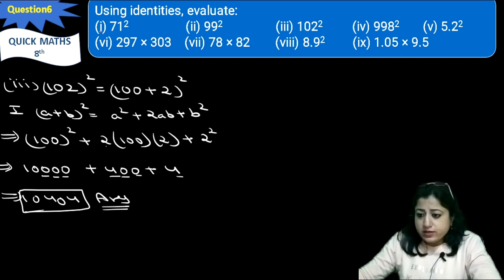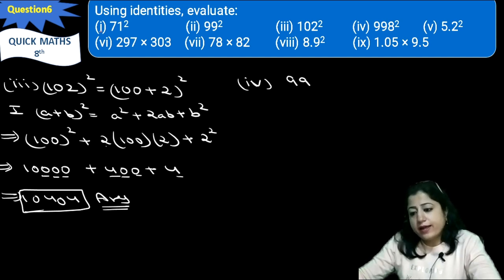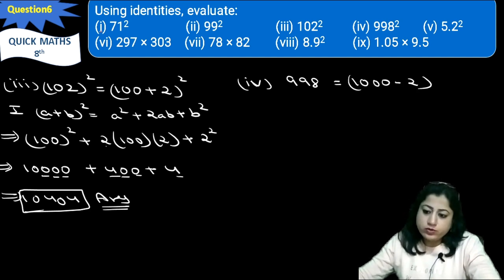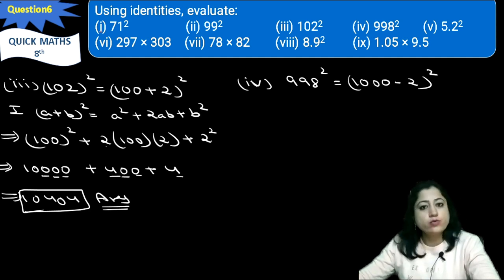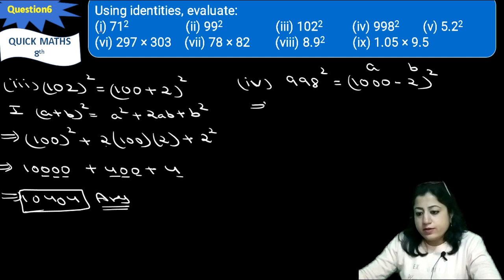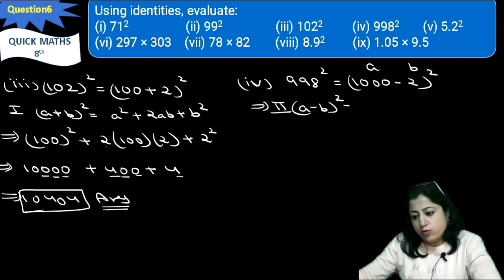Now the next part is this one. Next is the fourth part. The fourth part is 998. It is closer to 1000. First of all, 1000 minus 2 is 998. So the square of it is the square of 1000 minus 2. Now here, this is A, this is B. Simply we will use the second identity. Second is (A minus B) whole square, that is A square minus 2AB plus B square.